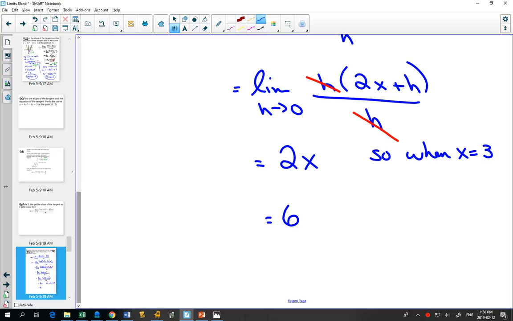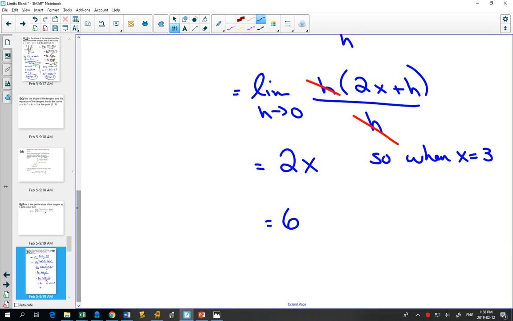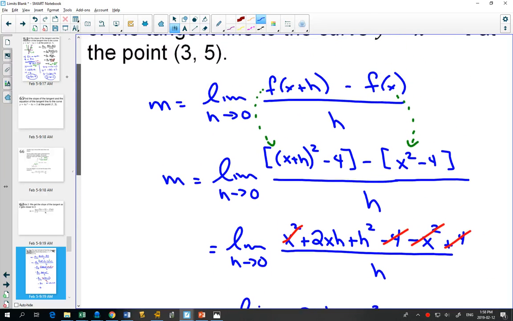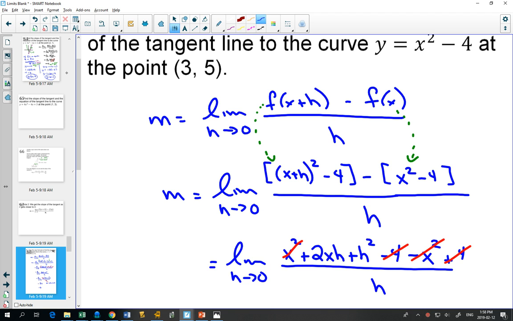Now I chose this time, because we're finding it at a specific point, to plug in x equals 3 at the end. You could have plugged in x equals 3 right at the beginning and done the same thing. So you have that choice. Sometimes I've done it where I plug in f of 3 plus h minus f of 3 divided by h. What I've done here is more typical of what comes up later when we use this as the actual definition of a derivative.